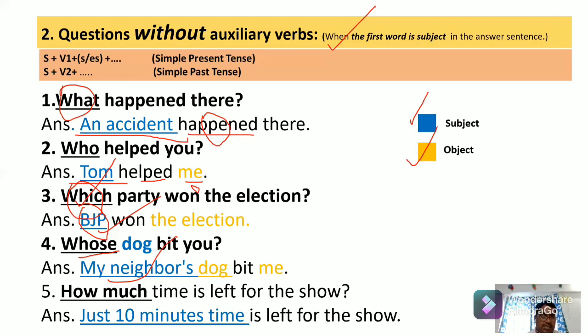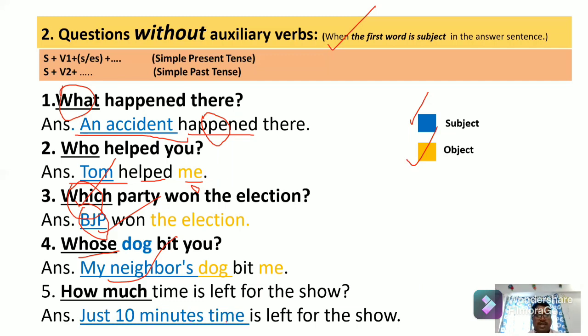Now the last question is, how much time is left for the show, for the party, for the program, etc. It could be anything. The answer could be just 10 minutes is left for the show, or just 15 minutes, just half an hour is left for the show. The answer could be anything. But our focus here is on the first word. And what is the first word? Just 10 minutes time. How much time? Just 10 minutes time.